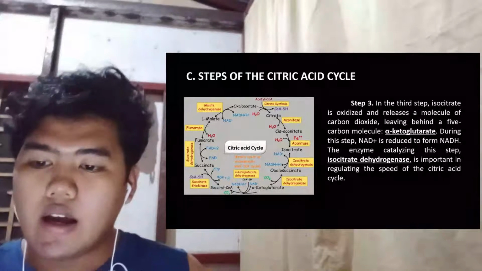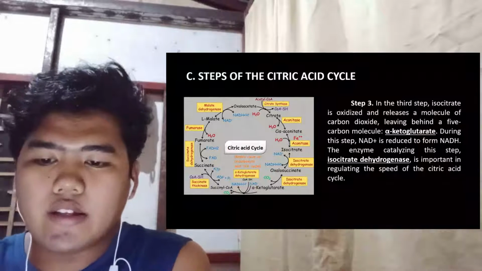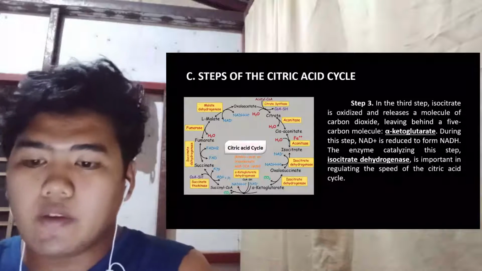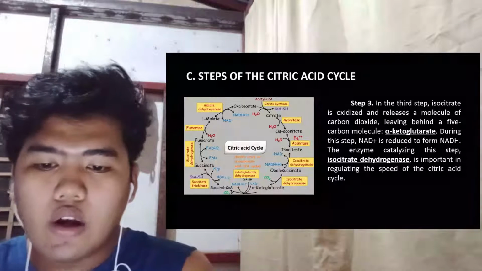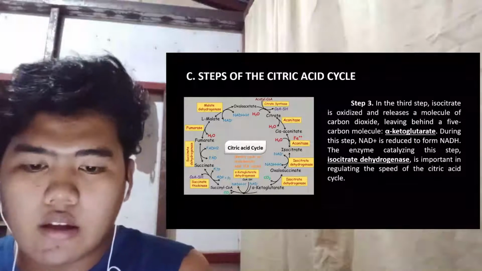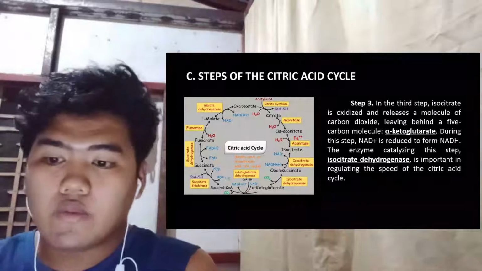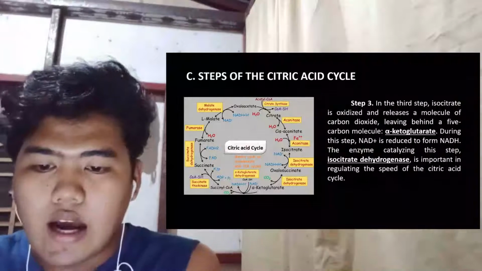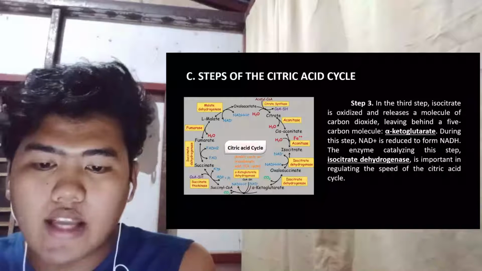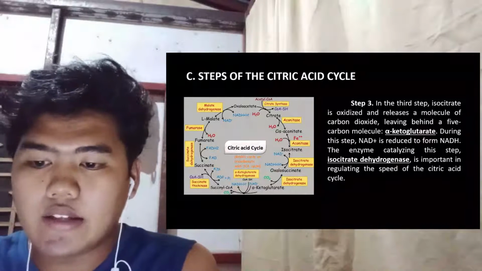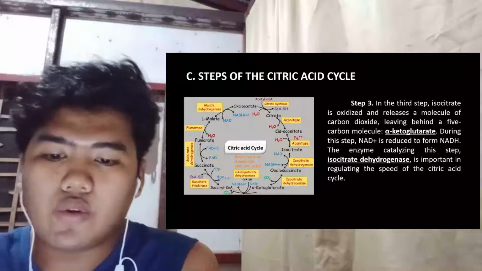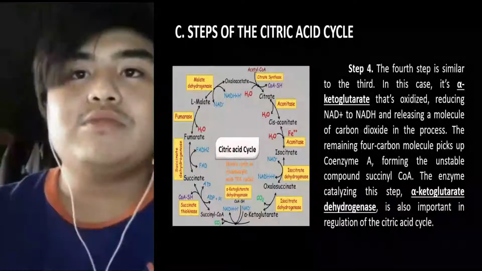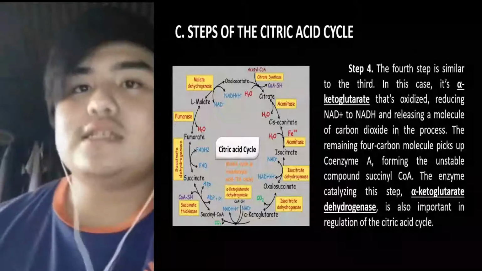Step 3. Isocitrate is oxidized in the third step, releasing a molecule of carbon dioxide and leaving behind a 5-carbon molecule called ketoglutarate. NAD+ is converted to NADH during this phase. Isocitrate dehydrogenase, the enzyme that catalyzes this step, is crucial for controlling the citric acid cycle. Let's now proceed to the 4th step of the citric acid cycle.